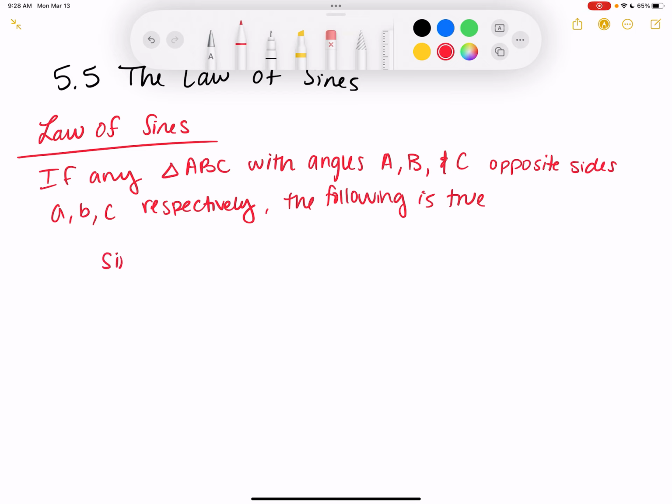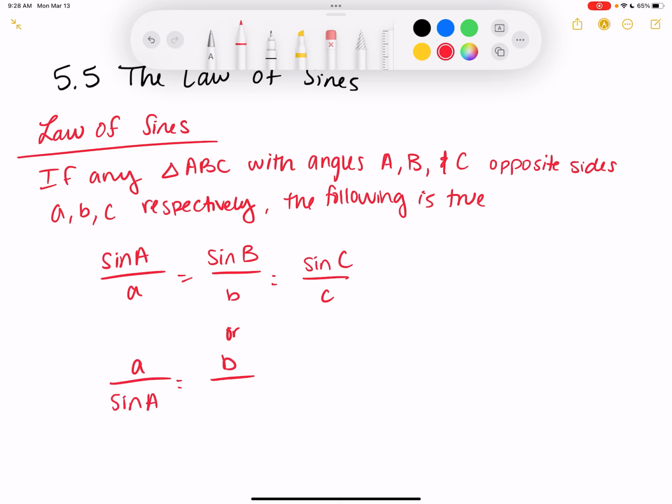We have the sine of A over a is equal to the sine of B over b is equal to the sine of C over c, or we can also have the opposite: a over the sine of A is equal to b over the sine of B is equal to c over the sine of C.